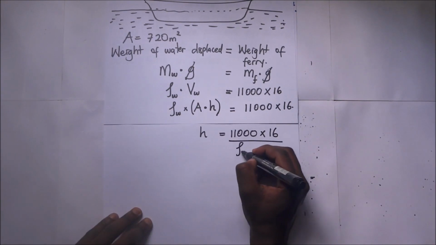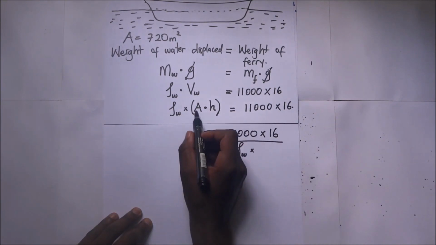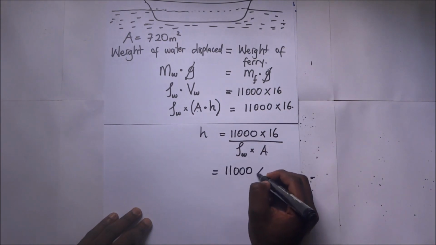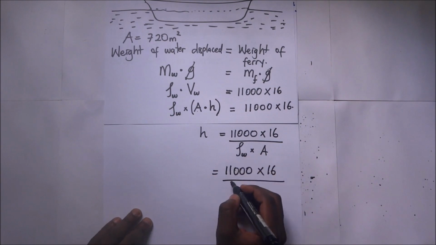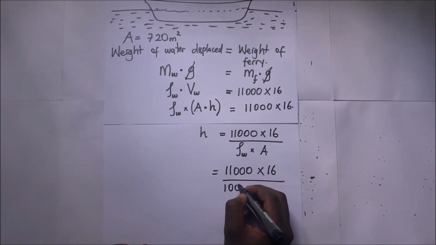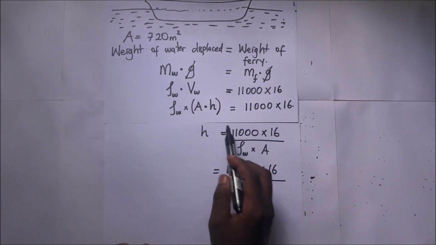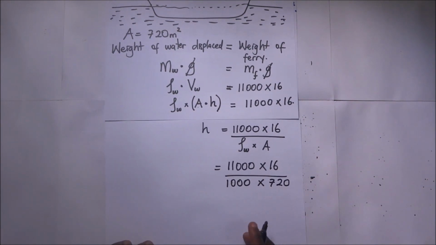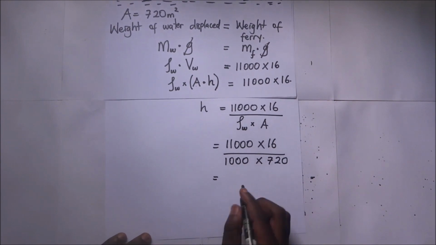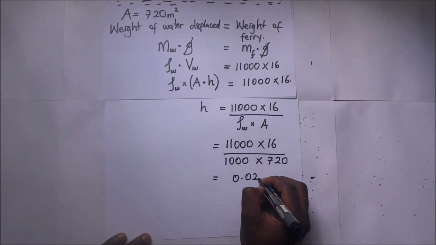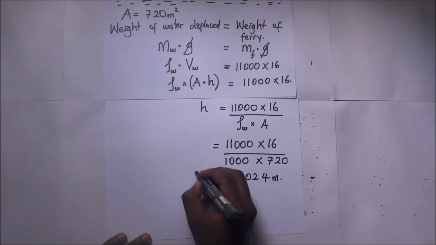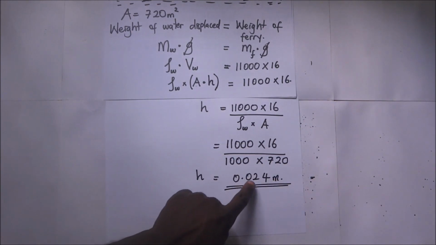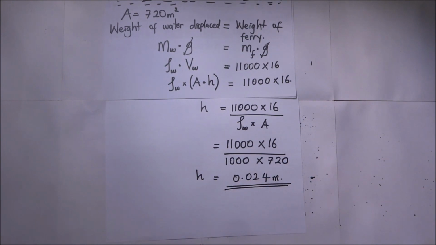So that extra depth h is going to be equal to 11,000 multiplied by 16, divided by the density of water multiplied by A. Of course, this is 11,000 times 16 cars, divided by the density of water, which we all know to be 1,000, multiplied by the cross-sectional area of the ferry, which is 720, and we shall end up with our answer being 0.024 meters. So the ferry sinks an extra 0.024 meters as a result of those added cars.